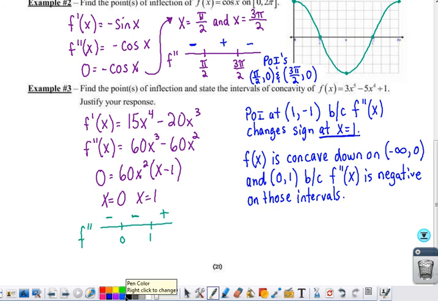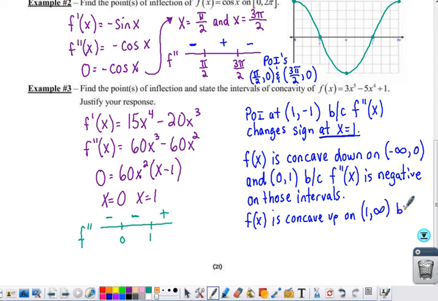So now if we look at the concave up part, you say the exact same thing, but we use f double prime as positive. So f of x is concave up on wherever f double prime is positive. So as you can see, that's from 1 to infinity because f double prime is positive on that interval.